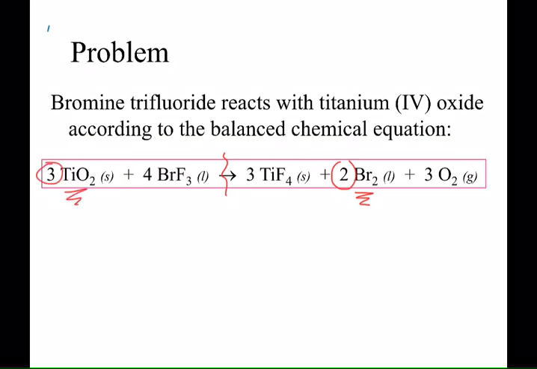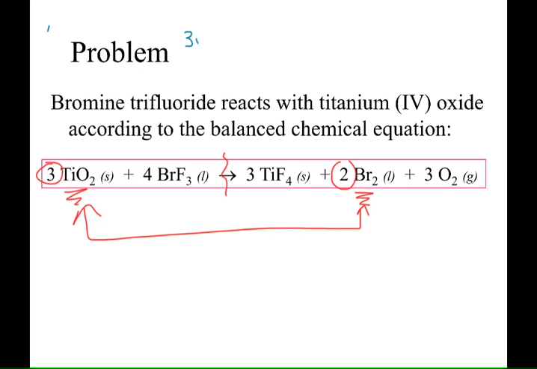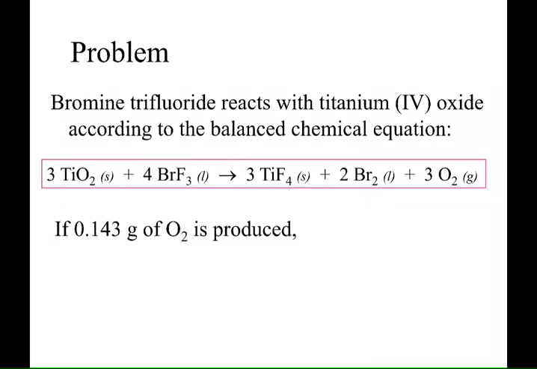That's the stoichiometric coefficient. What is the relationship between TiO2 and Br2? Well, you could write it flat like this. You could say that 3 moles of TiO2 is equal to 2 moles of Br2. Okay? And then from that, you could get 2 different ratios. In this particular problem, it's all about producing a certain amount of O2.